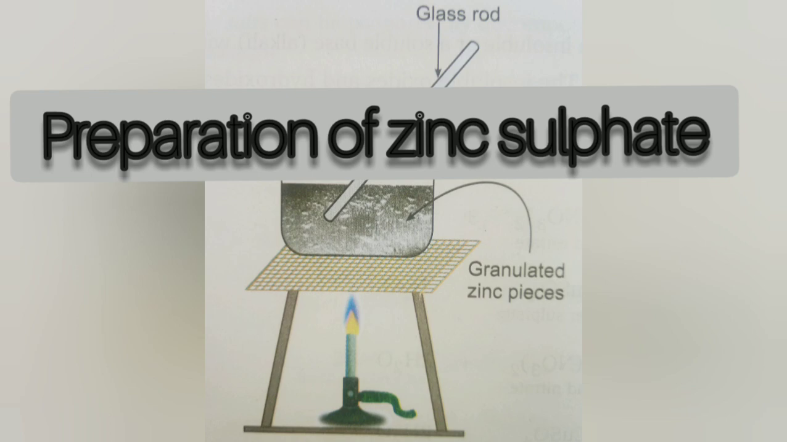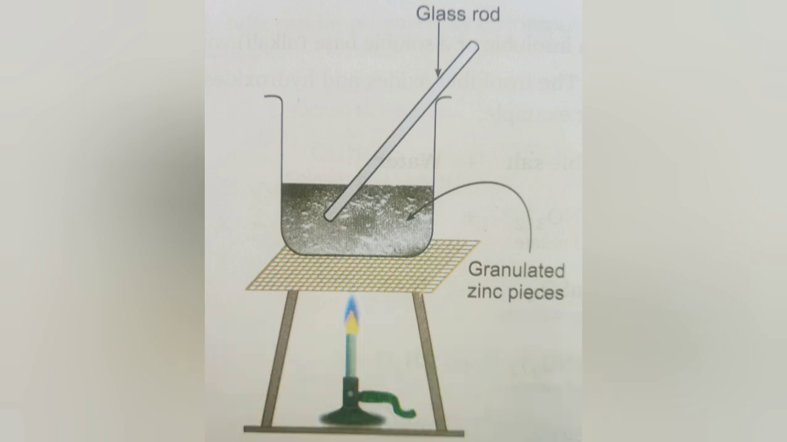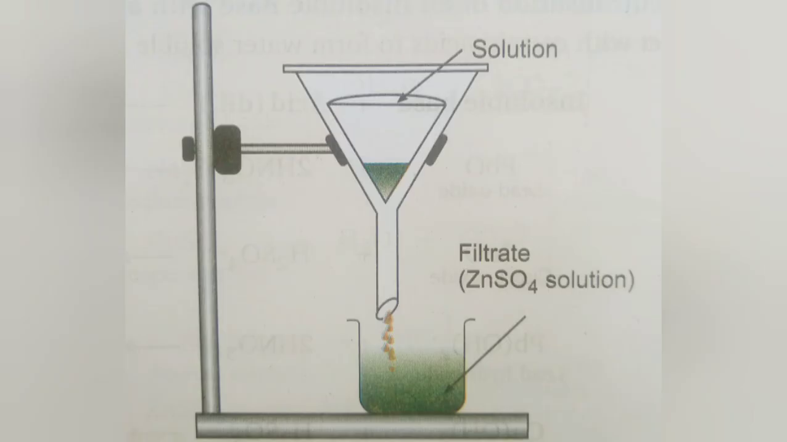The next topic is preparation of zinc sulfate. Zinc sulfate is prepared by a displacement reaction in which zinc and sulfuric acid react to give zinc sulfate. To prepare zinc sulfate, first dilute sulfuric acid is taken in a beaker where granulated zinc pieces are added till no more dissolution takes place. The mixture is warmed and stirred with the help of a glass rod. Zinc sulfate solution is then filtered and collected in another beaker.